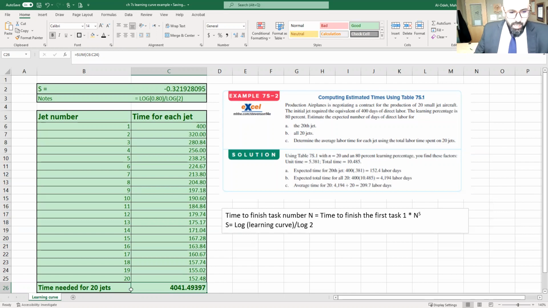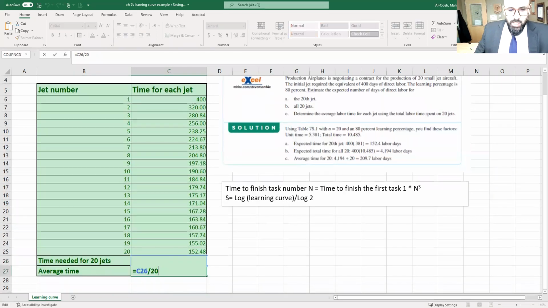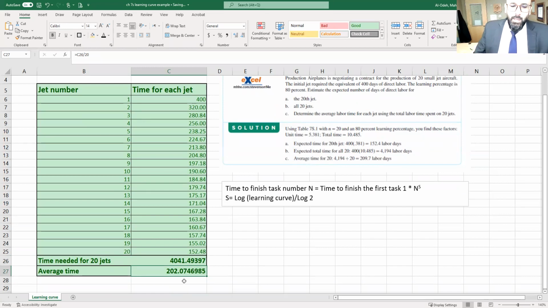So the time for 20 jets would be 4,041.49 days. And the last one is the average time. You divide that time by 20, and that will give you 202 days per jet, per airplane, to finish, and these units are per day, of course.